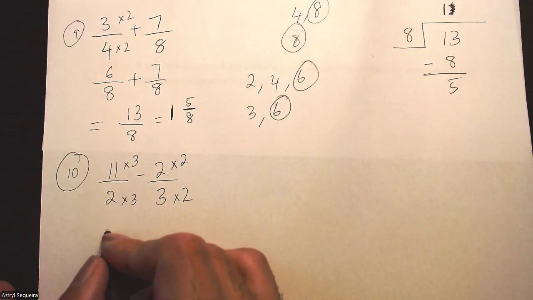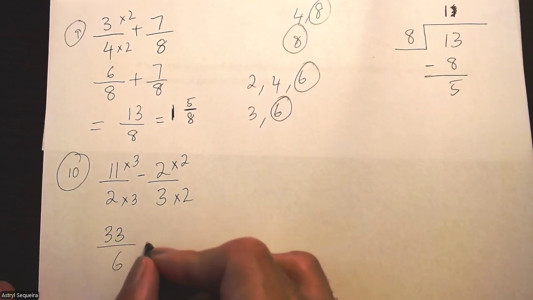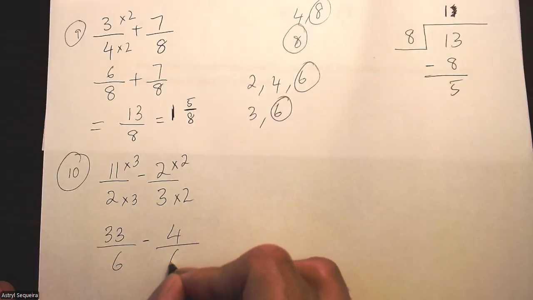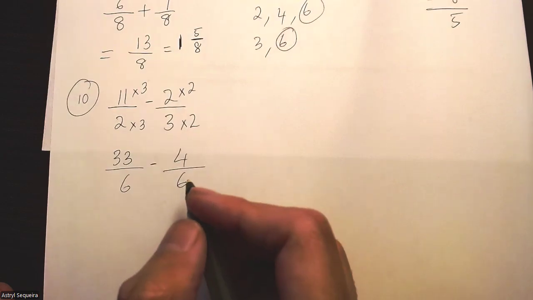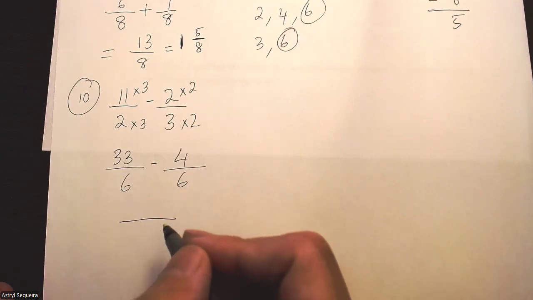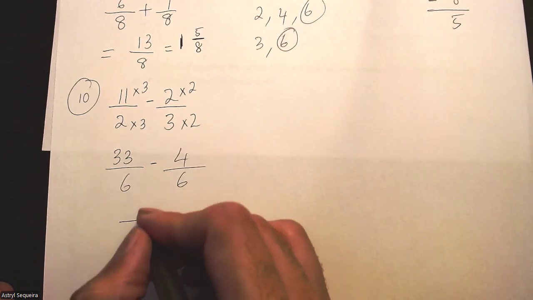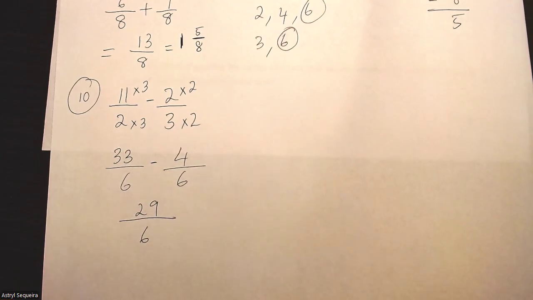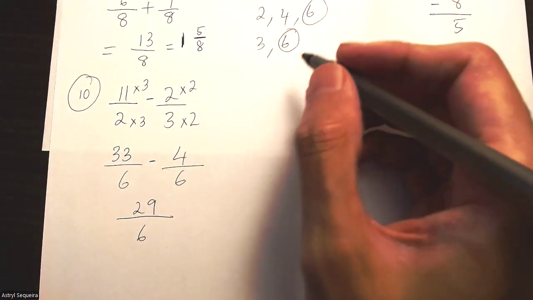11 times 3 is 33. 2 times 3 is 6. Minus 4 over 6. And then we just do the subtraction. When subtracting fractions, the denominator just stays the same and we subtract numerators. Final answer is 29 over 6. Let's do some long division so that we can convert this into a mixed fraction.